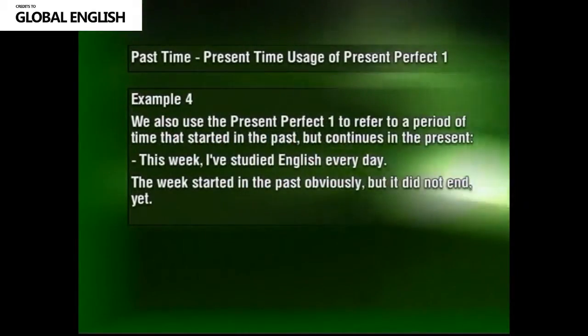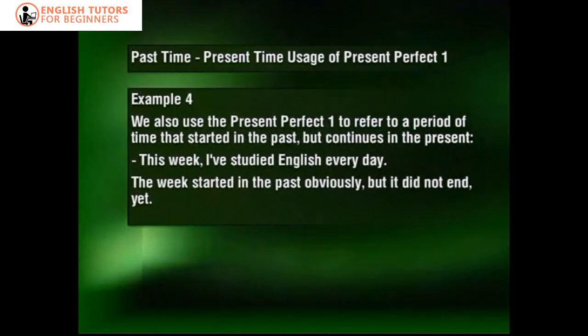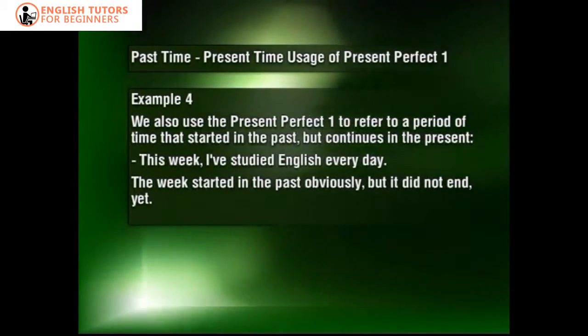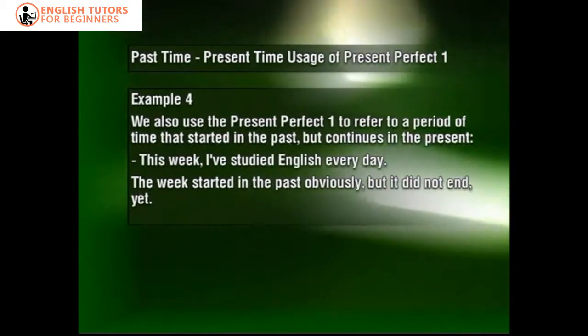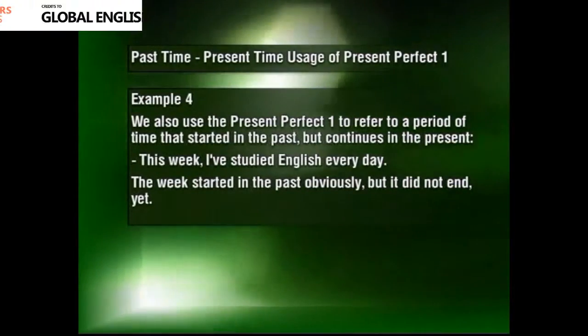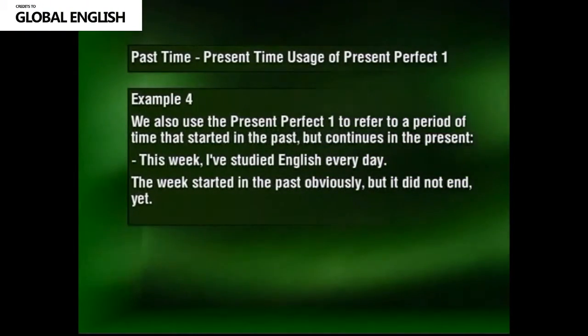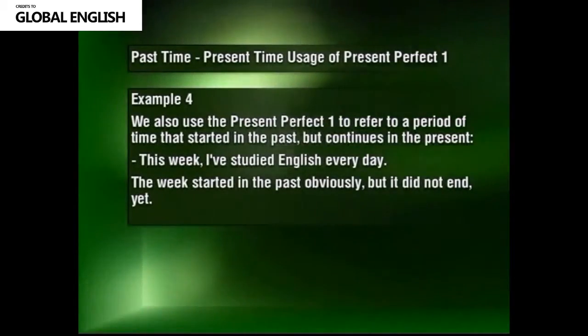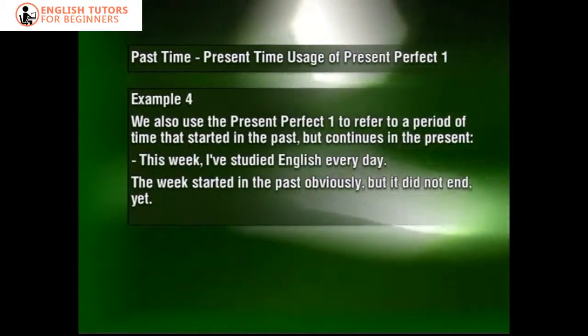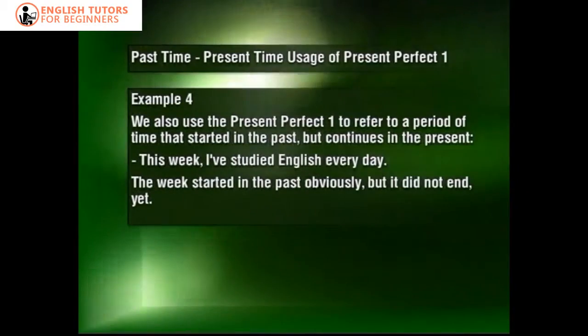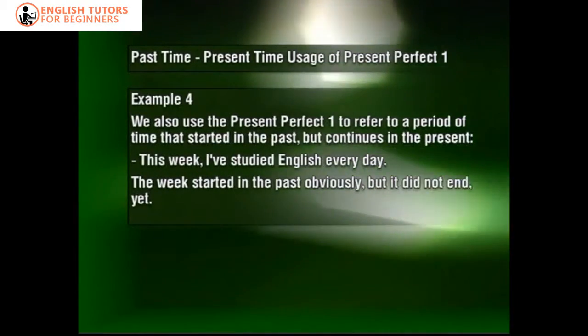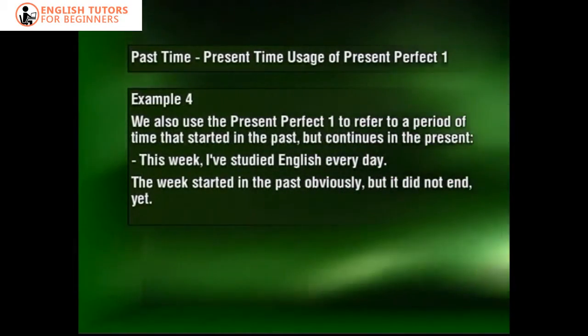Past time, present time usage of present perfect one. Example 4. We also use the present perfect one to refer to a period of time that started in the past but continues in the present. This week, I've studied English every day. The week started in the past, obviously, but it did not end yet.